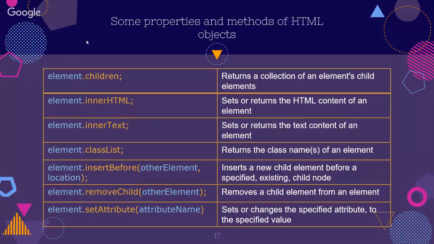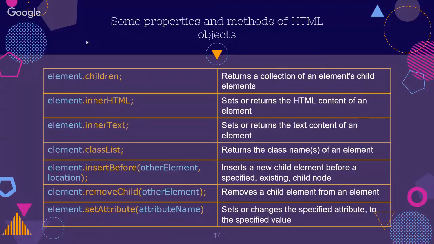The classList property returns again an HTML collection which has the class names of an element. This is a property which you will be using a lot when you're modifying elements, so we should keep that in mind.